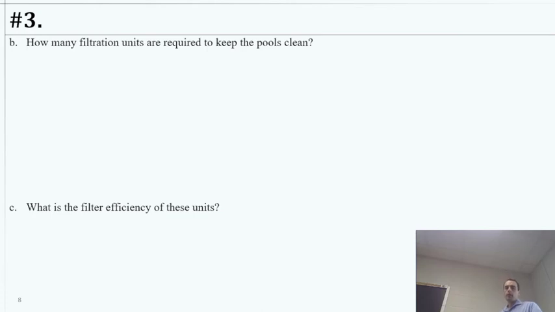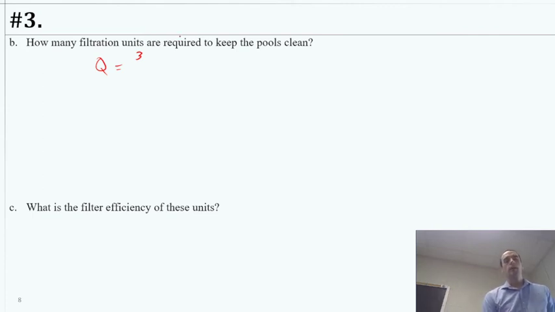Part B said, how many filtration units are required to keep the pools clean? This is coming from the information provided about how big the pools were, how often we are filtering, what kind of a flow rate we need. Essentially, I was looking for you to decipher that we need some sort of a flow rate. We said we need to keep them clean, we had to filter each of the pool's volumes once per day.